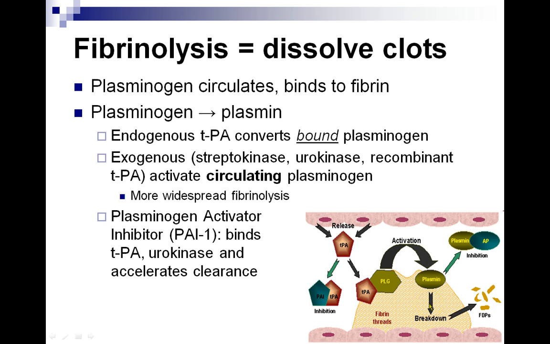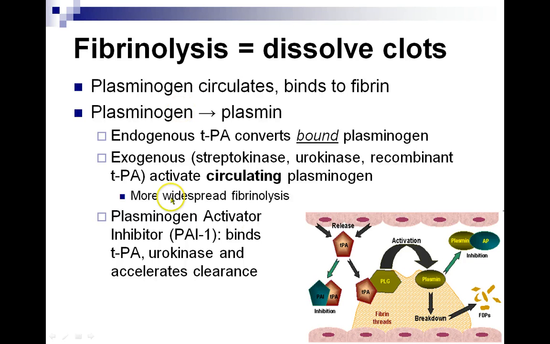up this clot. We also have exogenous activators of plasminogen that we can give, so streptokinase and urokinase and even recombinant TPA. And when we inject that, it activates actually not just the bound plasmin, but any circulating plasmin as well. And that's why we get such a widespread breakdown of clot when we give TPA as a drug.